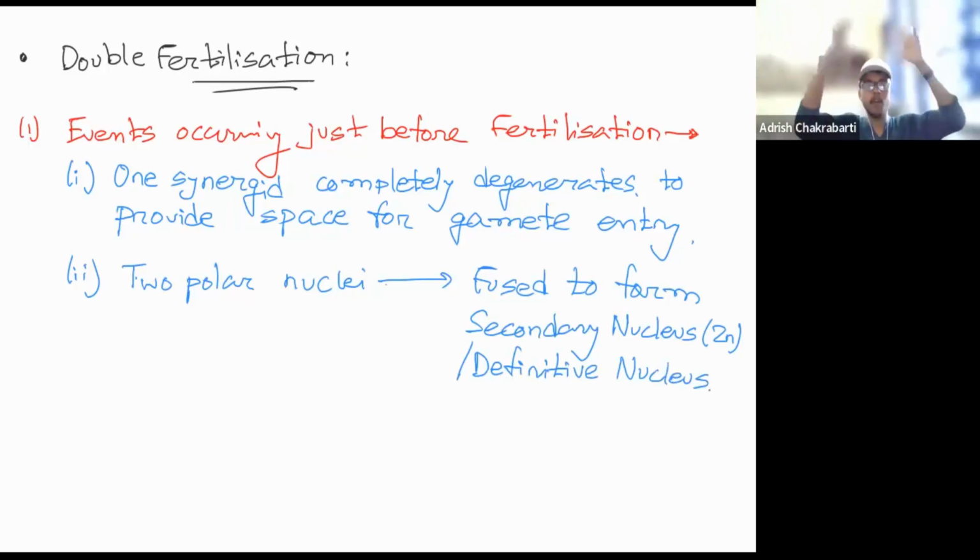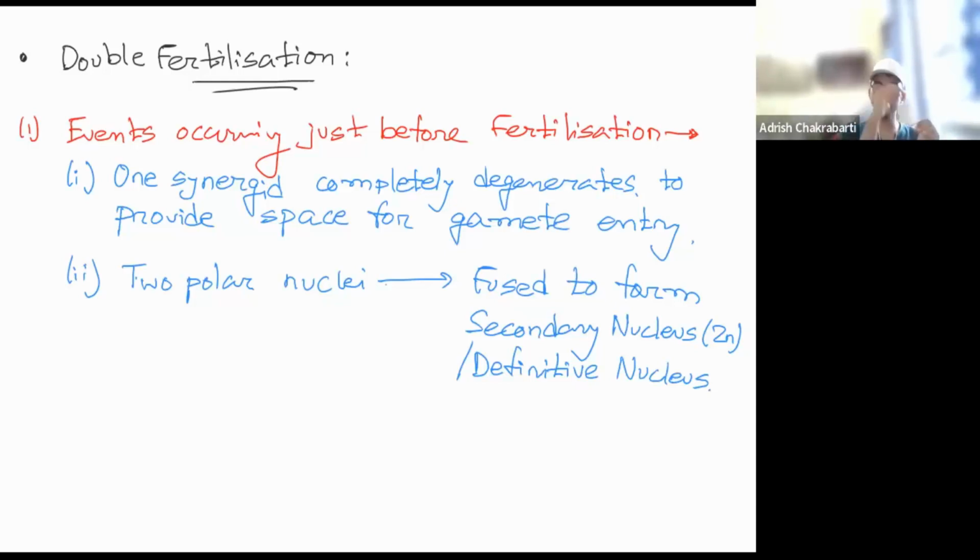Now the pollen tube has gone through the whole stigma and style. It has reached the embryo sac. The pollen tube attaches with the embryo sac. Now the male gamete has to go in. There are both the synergids. They have the filiform apparatus which guides the pollen tube, and one of the synergids gets completely degenerated to provide entry space for the gamete.